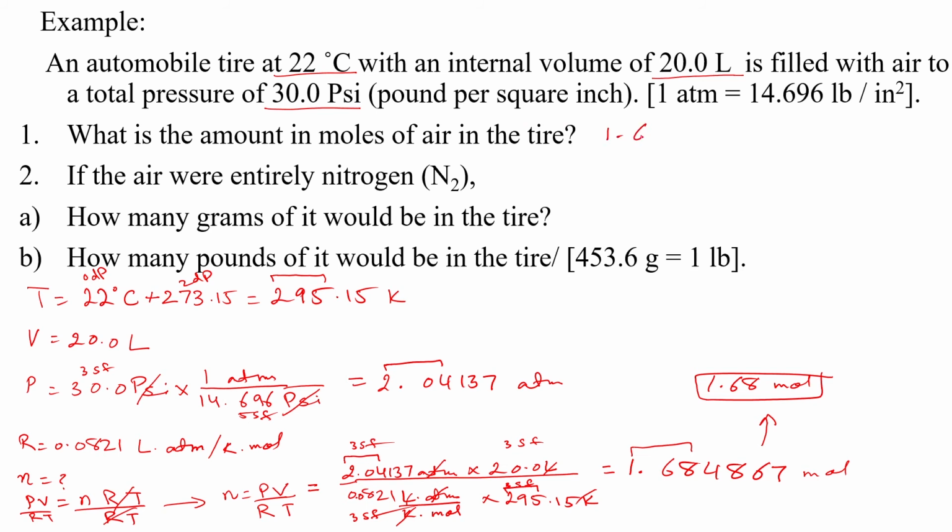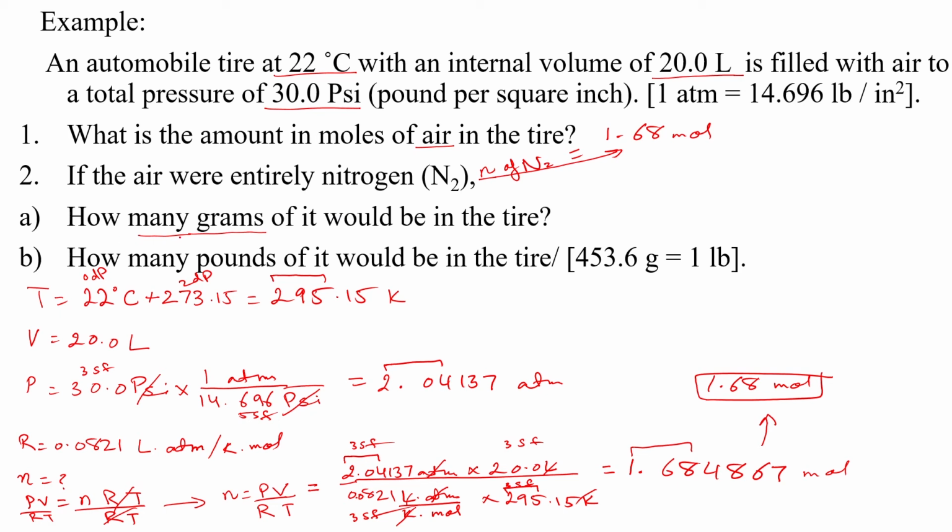We have 1.68 moles. So these 1.68 are the moles of air, right? Now if you look at number 2, it says that if the air were entirely nitrogen, how many grams of it would be in the tire? So if the air were entirely nitrogen, it means these moles that we found in the previous step are actually the moles of nitrogen. Okay, so 1.68 is the moles of nitrogen.